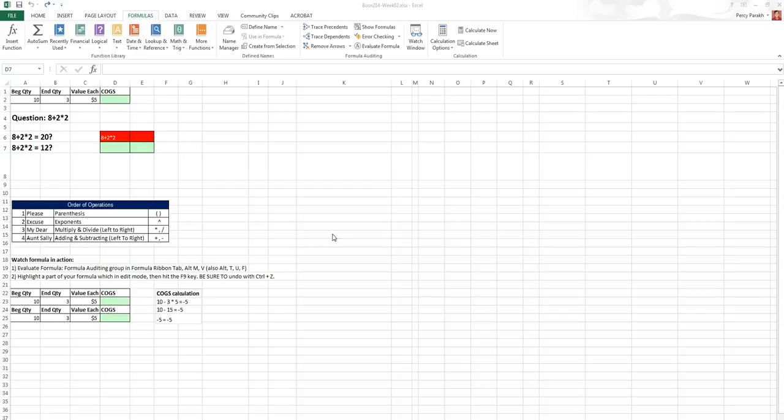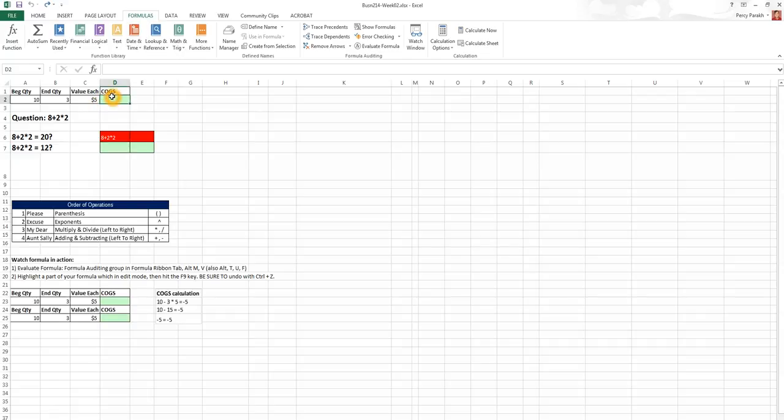I want to talk to you about the order of operations in Excel, okay? So here I have a little spreadsheet: beginning quantity, let's say I have 10 widgets, ending quantity is 3 widgets, value of each widget, let's say it's $5, and then here is cost of goods sold. So the formula would be this number minus this, and then multiply by 5, and that should give us the answer, right? So I'm going to click in right here.